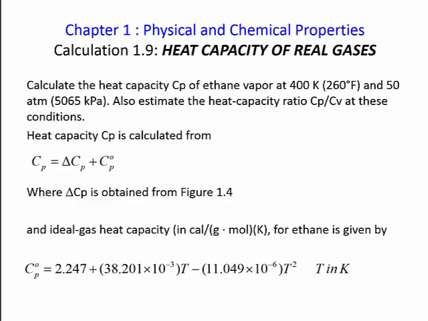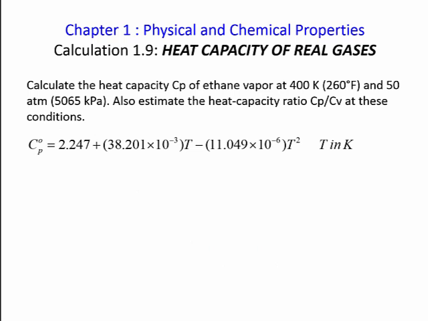To calculate heat capacity of ethane vapor, we can add delta Cp to the ideal gas heat capacity Cp with superscript O as given by this equation. Delta Cp will be found from a chart in figure 1.4 as we will see later. The units of this heat capacity is calorie per gram mole per degrees Kelvin. Now let's calculate the ideal heat capacity for ethane using the temperature of 400 degrees Kelvin.